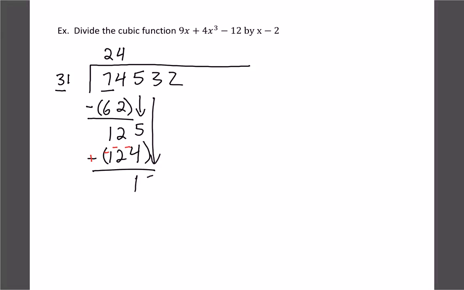Bring down a 3. How many times does 31 go into 13? 0. So we could multiply that and subtract, which isn't going to do anything, so let's just bring down another 2. So now how many times does 31 go into 132? Well, that would be 4. We already know 4 times 31 is 124, so we subtract the 124, and that would give us a remainder of 8.